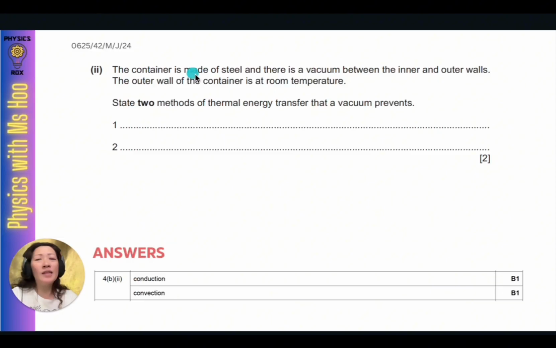That means that if this part of the question doesn't exist, you just see, oh, state 2 methods of thermal energy transfer that a vacuum prevents, you can still answer the question straight away. Now, I'm not telling you to skip this part of the paragraph, but you can see that the real question is in the final line over here.